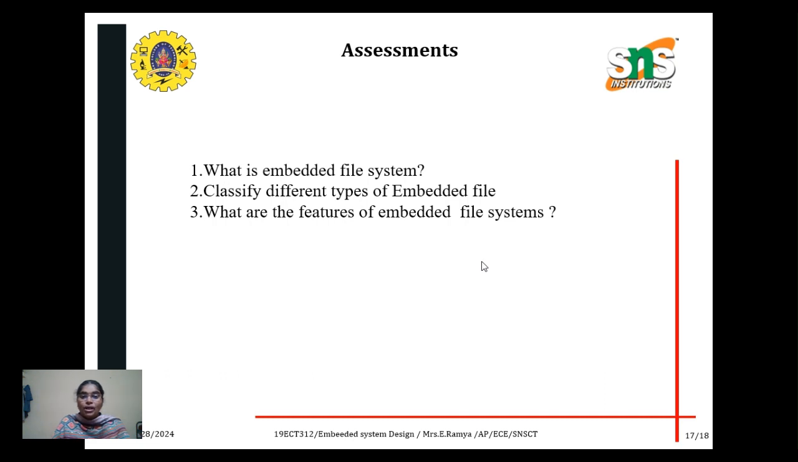Okay, so now let's go for the assessment. What is embedded file system and what are the types? Classify the different types of embedded file systems and what are the features of embedded file system?